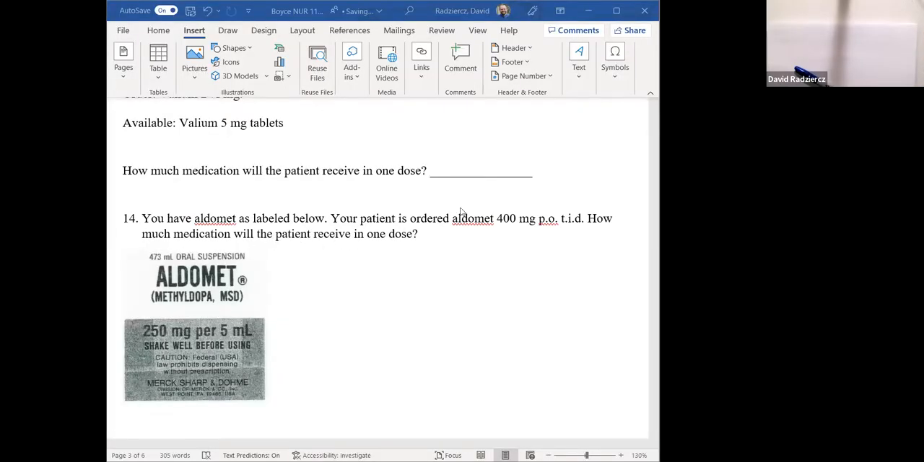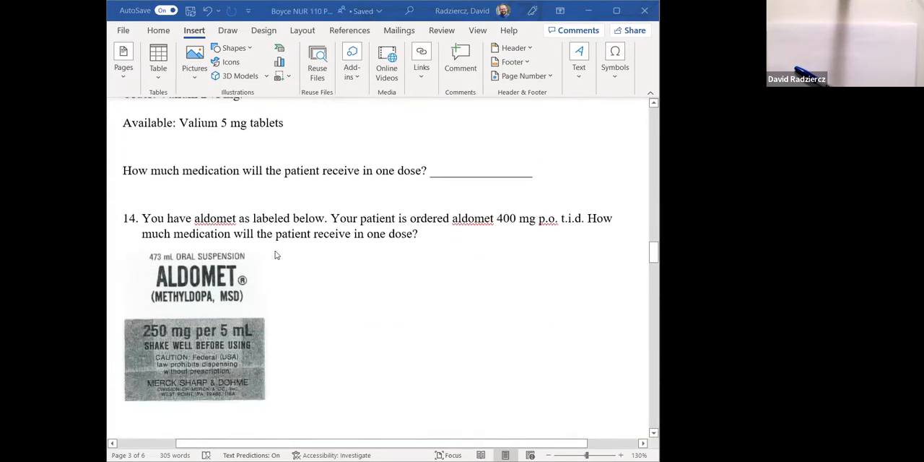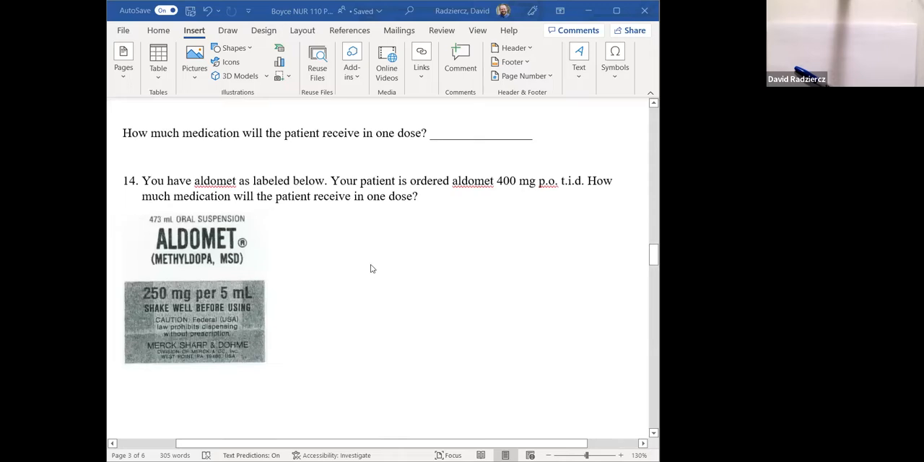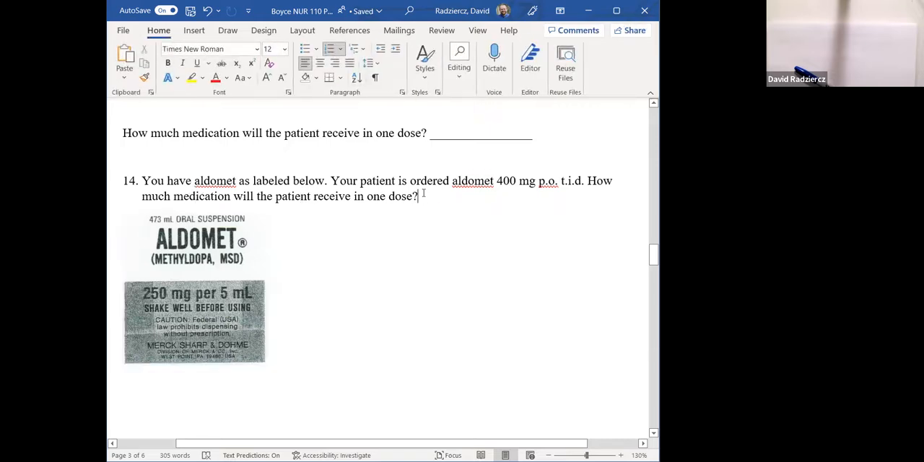All right. So for some of these questions, we're going to follow the same principles that we followed for what we did up here with the medications, where I introduced or reintroduced what's called the order over have, or order over available. So you look at what it says. It says you have Aldamet as labeled below. Here's your label. You're ordered Aldamet 400 milligrams PO, which means per oral or by mouth, TID, so 3 times a day. How much medication will the patient receive in one dose?